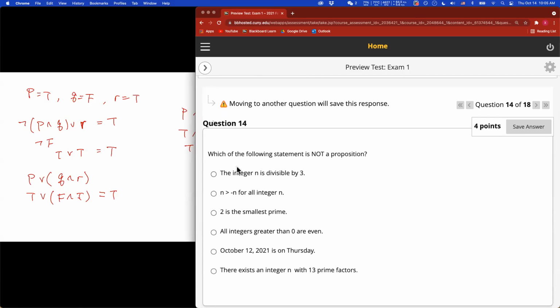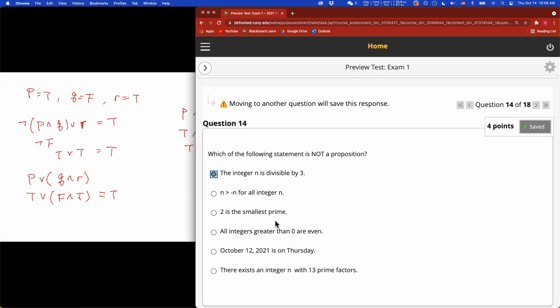Okay, so here you're asking which of the following statements is not a proposition. If you look at the first one, the integer n is divisible by 3. You don't know what the value for n is. So you know this is not a proposition. N greater than negative n for all integer n, this will be a proposition, since even though we don't know what the variable n is, you have a quantifier for the propositional function. Once you add a quantifier, then your statement becomes a proposition, right? Because then you will be able to find the truth value for it.